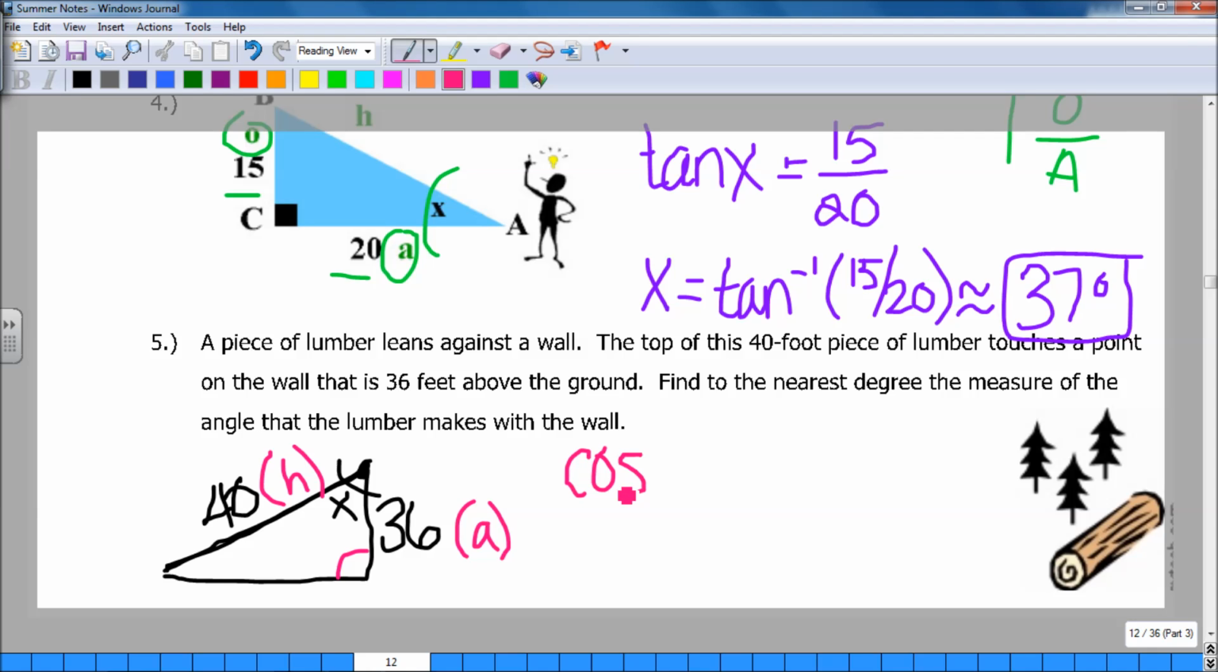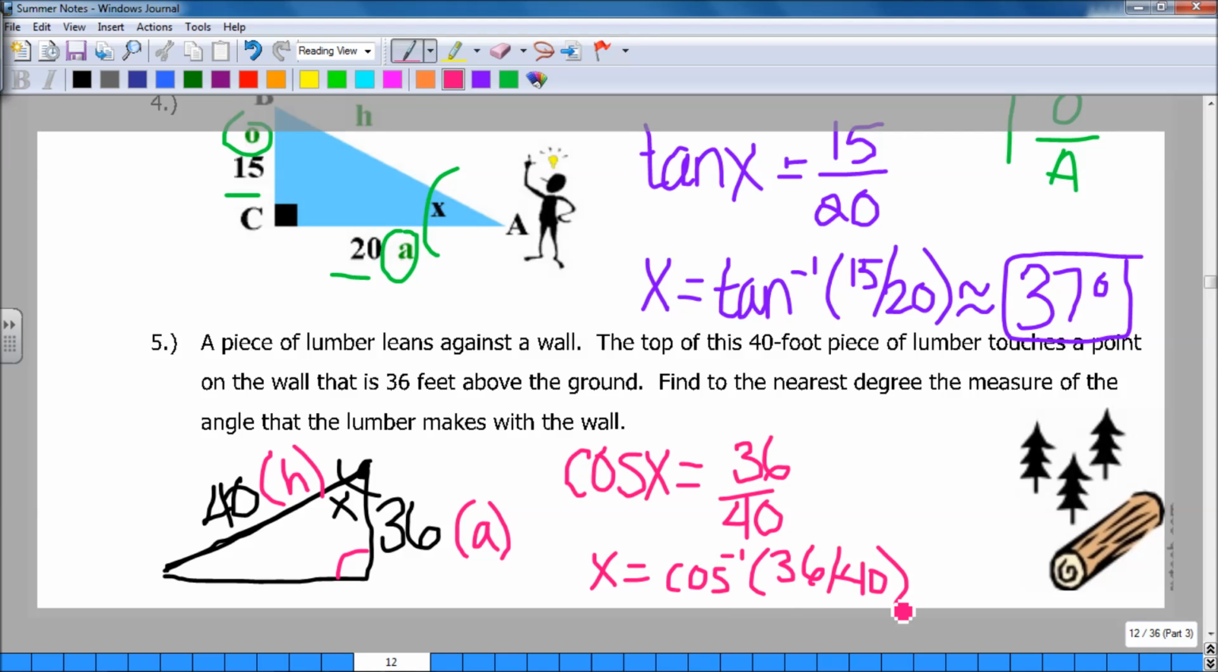So what I'm going to do is I'm going to say cosine of x is equal to 36 over 40. Now to get the x by itself, I have to say x equals inverse cosine of 36 over 40, which is approximately equal to, go ahead and take out your calculator, type it in. I'll do the same, inverse cosine of 36 over 40. You should end up getting approximately equal to 26 degrees.